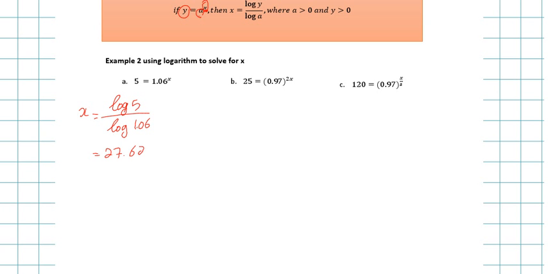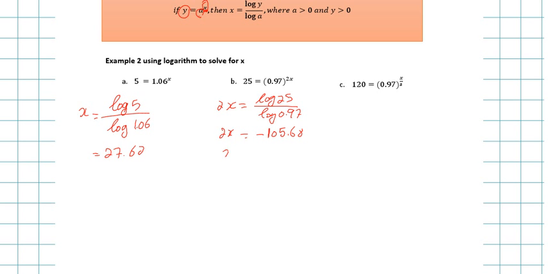Okay. Now, find the second one. What do you do? 2x would be what? Log 25 divided by log 0.97. And what do you get? Yep. So that would be negative 105.68. So 2x is negative 105.68, right? If I want to find x, what do I do? Divide by 2.